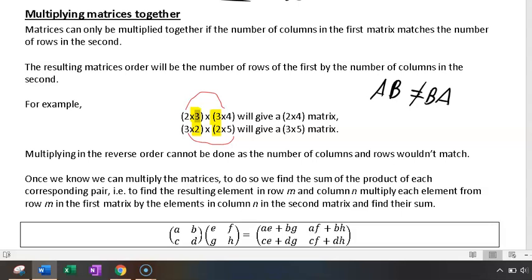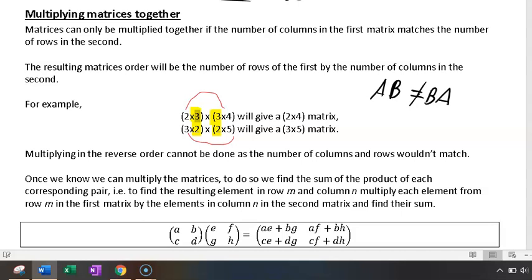So here, to find this element, they've got the working out done for us, but how you would find this element is in the first row, first column. What I mean by that is A times E and then B times G, and you add them together, so AE plus BG.